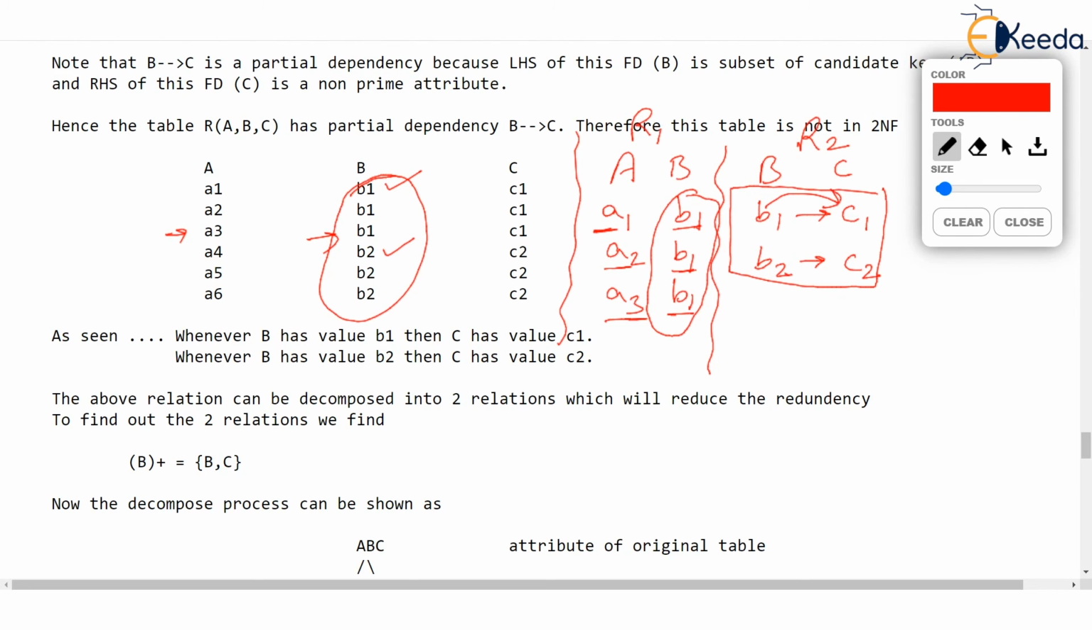That B determines C was creating a tremendous amount of redundancy. So to continue, A4 is from B2 and A5 is also from B2 and A6 is from B2. But you note, we have not stored C1, C1, C1 so many times and we have not stored C2, C2, C2 so many times. In our R2 table, the redundancy has dropped. I hope you have understood the discussion over here, found it very interesting.